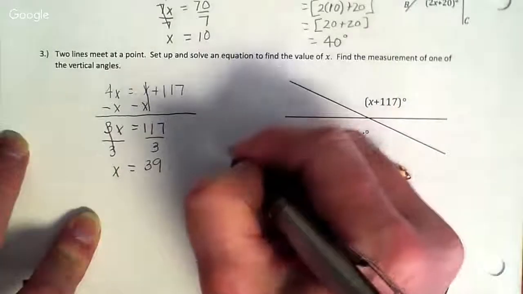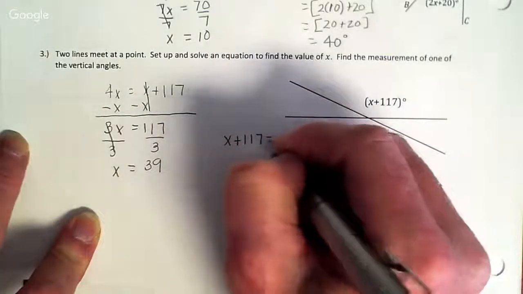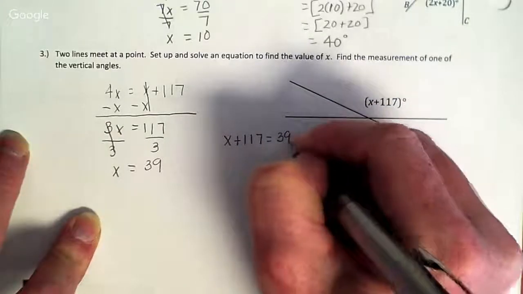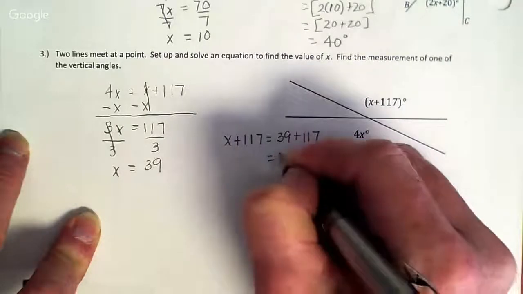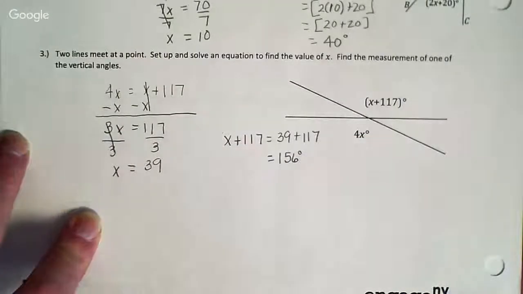Here I'm going to do x plus 117, I'm sorry. So we have 39 plus 117, which will give us 156 degrees.